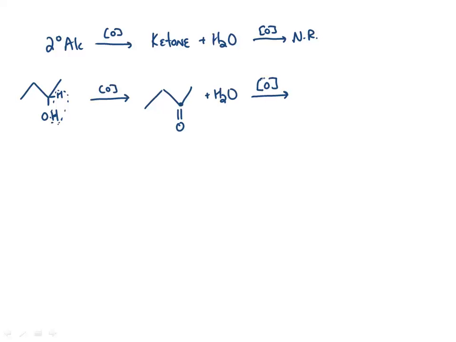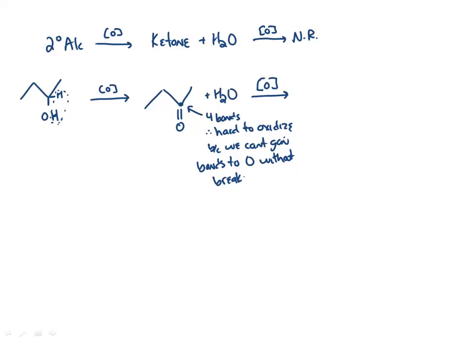And then notice that I've got 4 bonds here, right? Therefore it's impossible, I won't say impossible, therefore it's hard to oxidize because we can't gain bonds to oxygen without breaking the bonds to carbon. And carbon-carbon bonds are pretty robust. We don't tend to break them except in extremes.